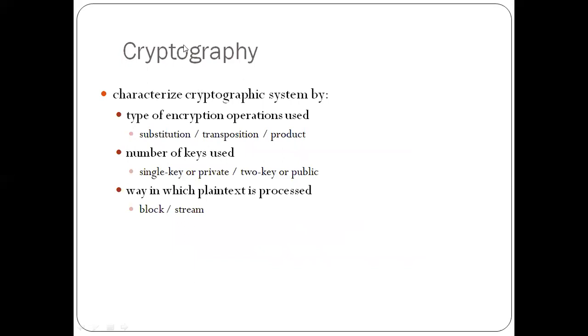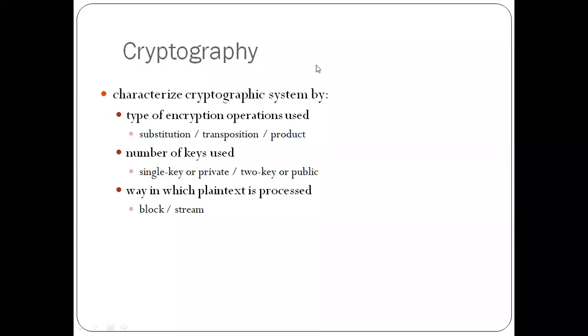So this cryptography can be characterized with the help of the techniques that we are going to use. Suppose substitution and transposition, product, these are the encryption operations that we can use. Then another way of characterizing this cryptographic system is by the number of keys that you are going to use, like single key or two key. Single key is also known as private key. Two key is also known as public key.